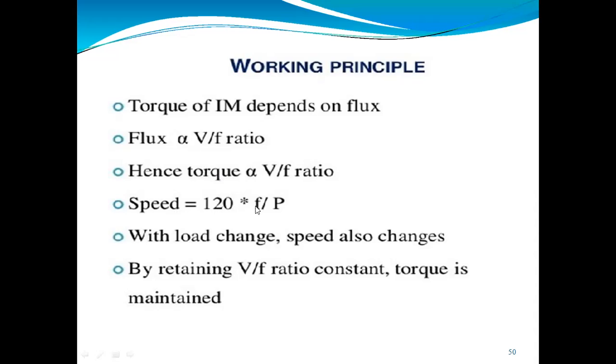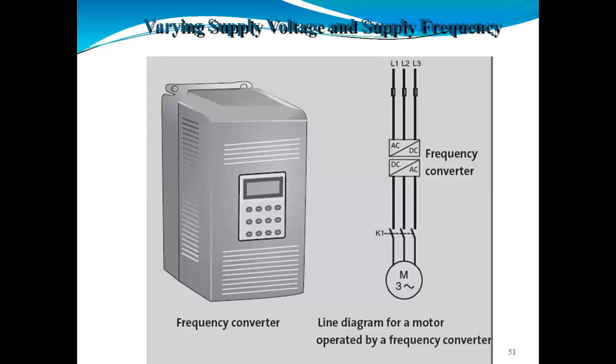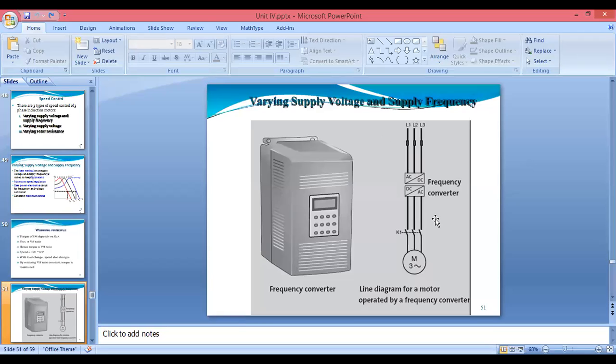So if we change the frequency, there will be a change in the speed. With the load change, speed also changes. So by retaining the V by F ratio constant, we will get the value of torque constant. We can see the diagram here. When we change the value of supply voltage and supply frequency together, it will be practical. And here we can see the line diagram.